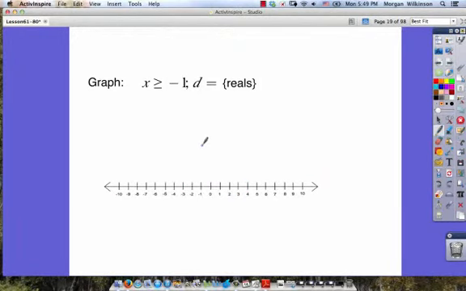Next, let's graph x is greater than or equal to -1. The domain is equal to reals. And reals is an abbreviation for real numbers. That includes rational and irrational. So x is greater than or equal to -1. We've got a closed circle this time because it's greater than or equal to -1. And if the domain is rational and irrational numbers, that must mean everything, all of our real numbers. So we've got them all filled in by having our solid ray heading to the right.